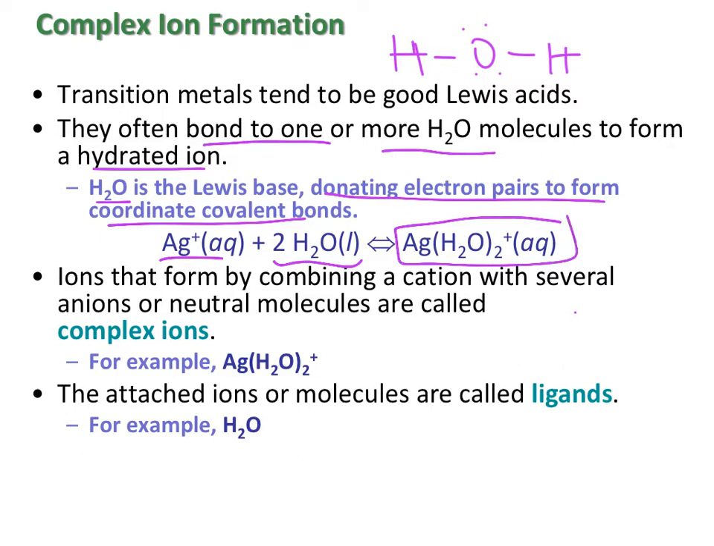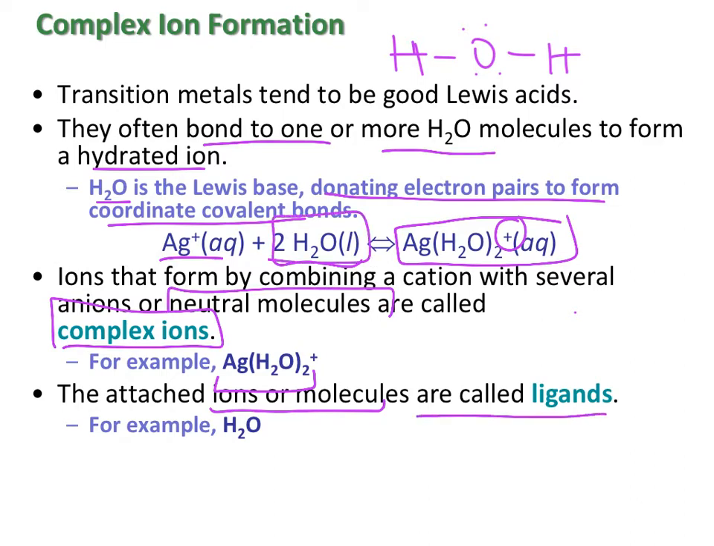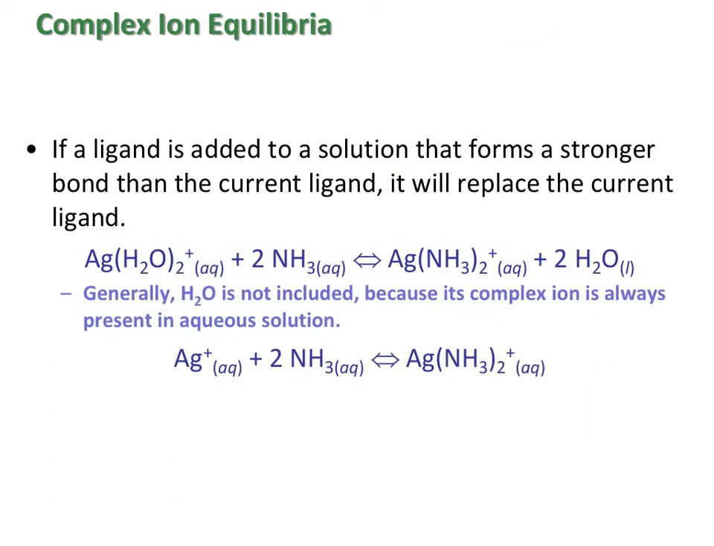So ions that form by combining a cation with several anions or neutral molecules are called complex ions. So if you notice here, it has an ionic charge overall, a positive charge. So this is an example of one of these. And overall, the attached ions or molecules, the molecules can be neutral, as water is, are called ligands. So the water is a ligand, and the overall product you get is a complex ion.